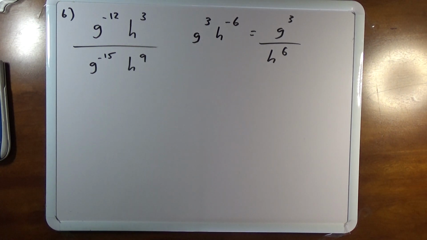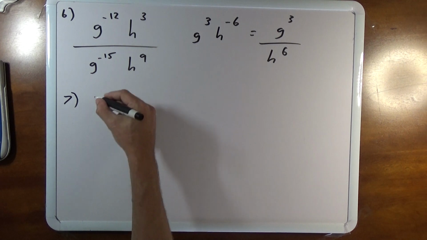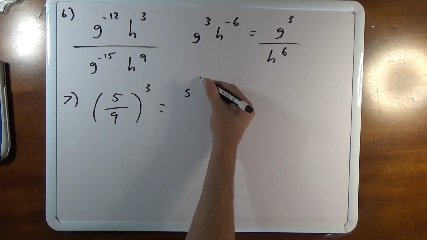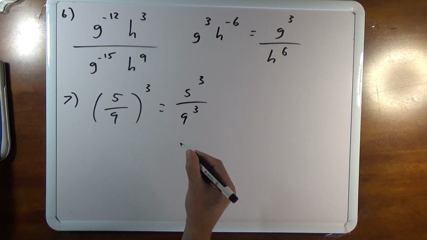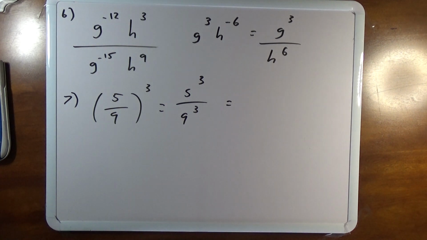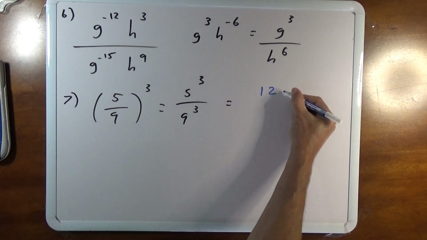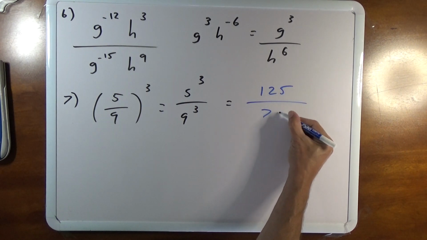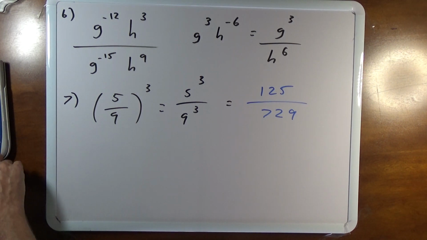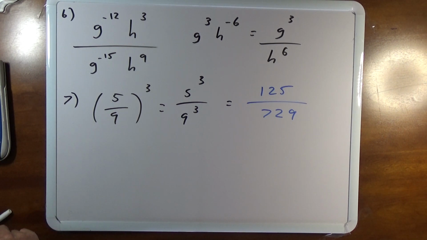Okay. Number 7 is the quantity 5/9 all cubed. Which is 5 cubed over 9 cubed, which is 5 times 5 times 5, and 9 times 9 times 9. So 125 over 729, which is about, well, that's probably the form they want. 0.171467. Clear that out. All right.